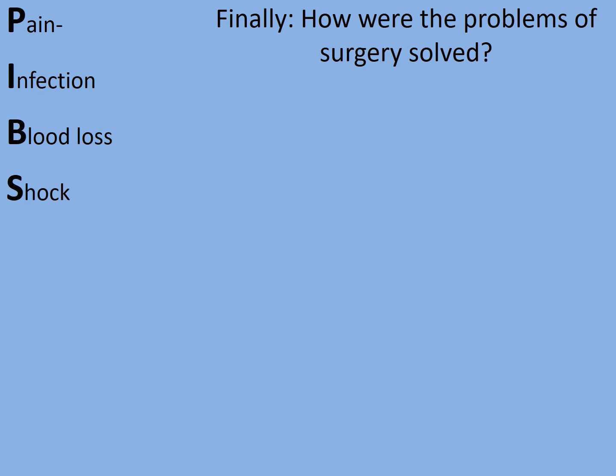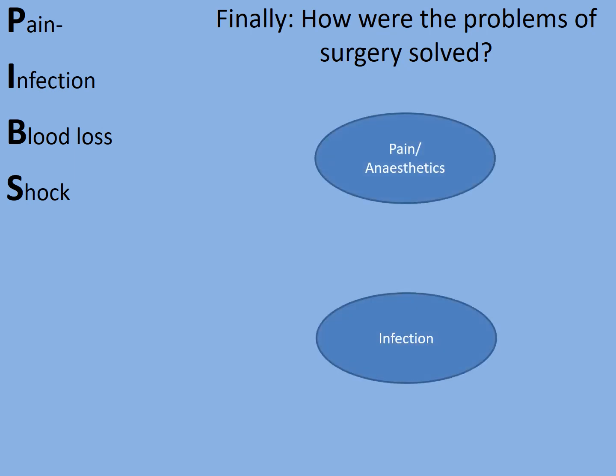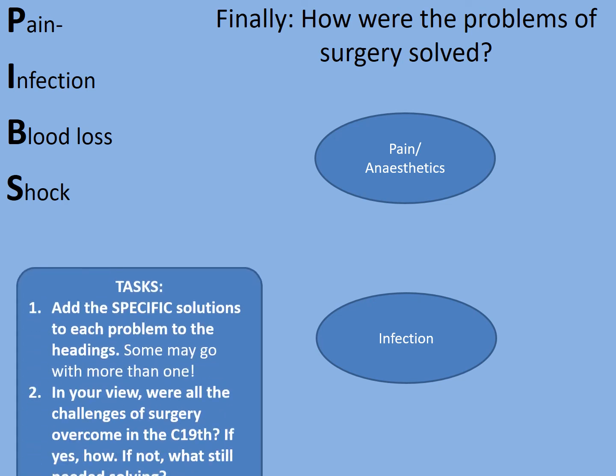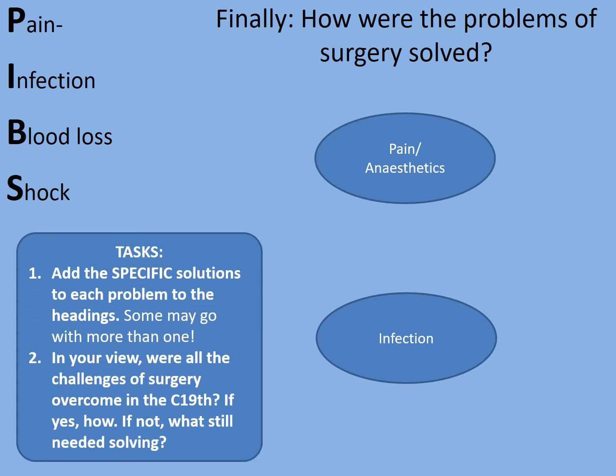So finally, how were the problems of surgery solved? Note down these headings or as the centre of small mind maps. Your final tasks then. Add the specific solutions to each problem to the headings. Some may go with more than one, you can link them together. And in your view, were all of the challenges of surgery overcome in the 19th century? If yes, how? If not, what still needs solving? Once you've done this summary, that's the end of the lesson.